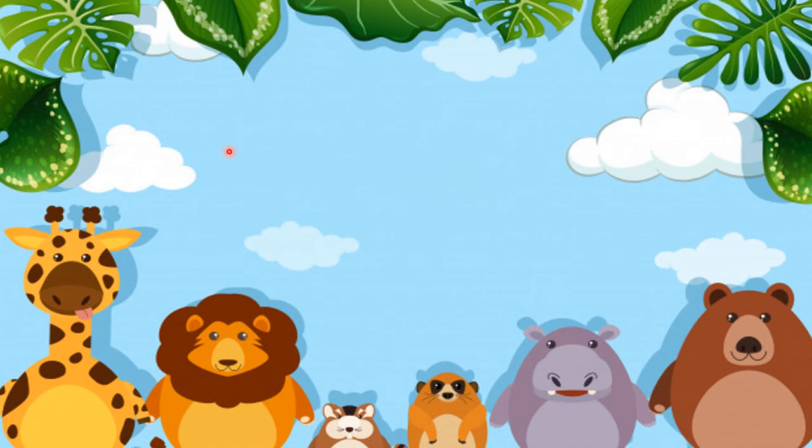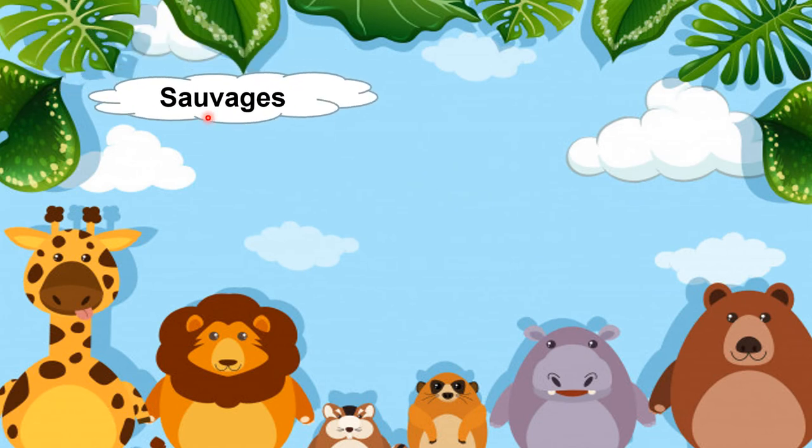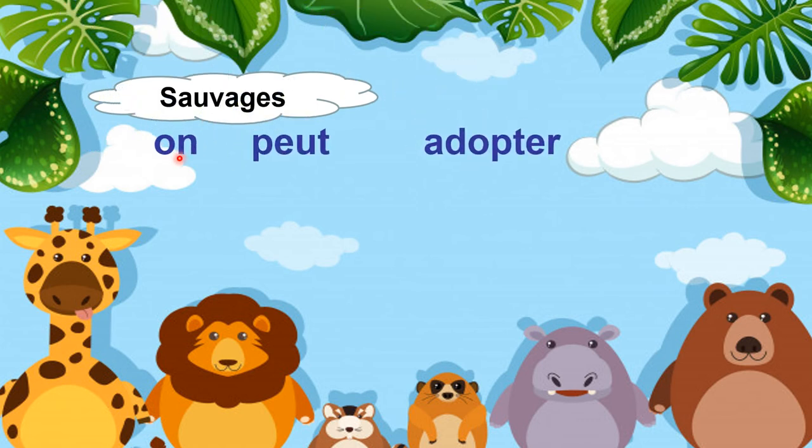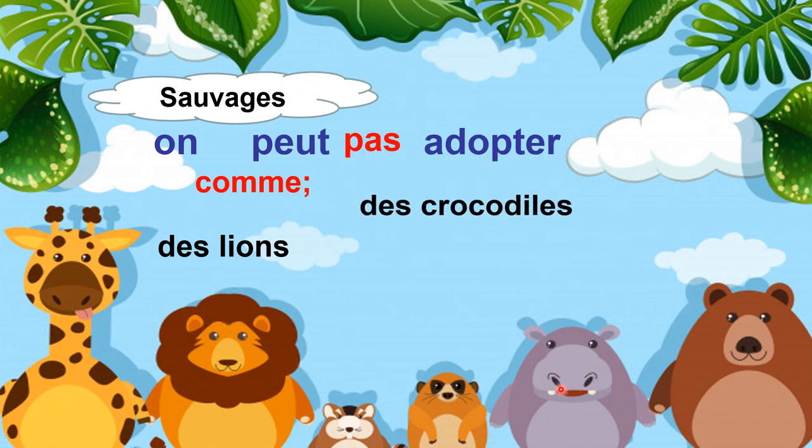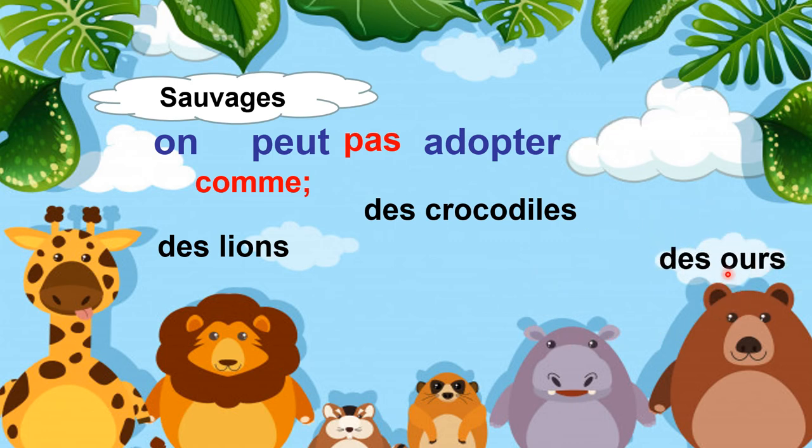Sauvage, donc on parle maintenant des animaux sauvages. Animaux sauvages, ça veut dire on peut adopter? Non, on ne peut pas adopter, but the French people don't say on ne peut pas, say directly on peut pas. We can see it at the oral. On peut pas adopter comme quoi? Comme des lions, comme des crocodiles, comme bien sûr des ours. So, on peut pas adopter sauvage.